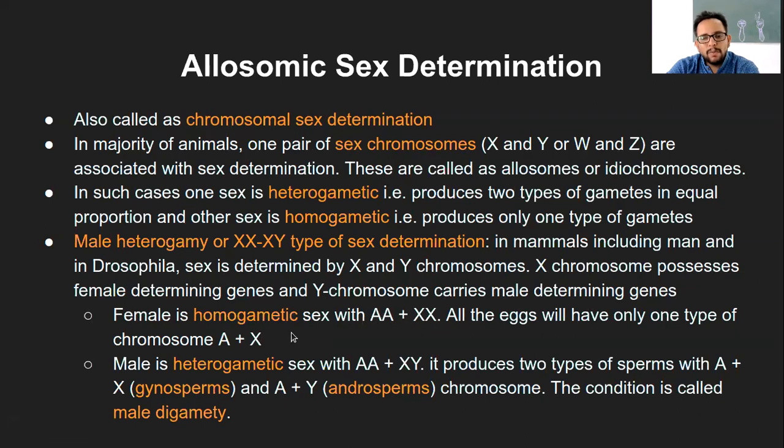So female will be homogametic with AA plus XX, and all the eggs will have only one type of chromosome, that is autosomes 22 plus the X chromosome, that is 23 total. I hope you are following this.